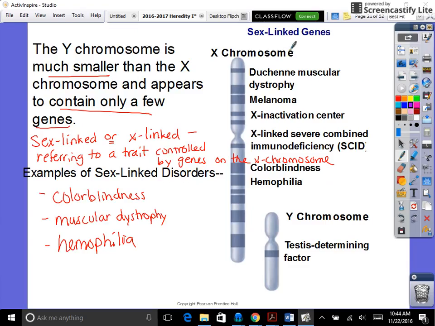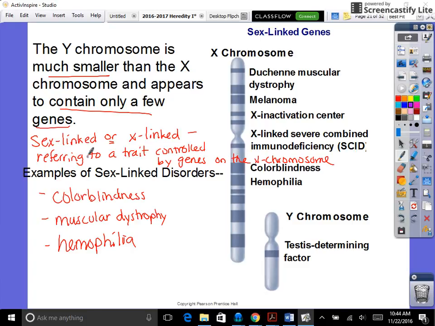We call these sex-linked genes because the Y chromosome is much smaller than the X chromosome, and it only has a few genes. In this case, this is the testes determining factor on the Y chromosome. So males have this chromosome, but females don't have the Y chromosome. Males have one X chromosome, but females have 2 copies. Because of all of these different genes on the X chromosome, we say that these are X-linked disorders that we're about to talk about, because they're controlled by genes on the X chromosome.